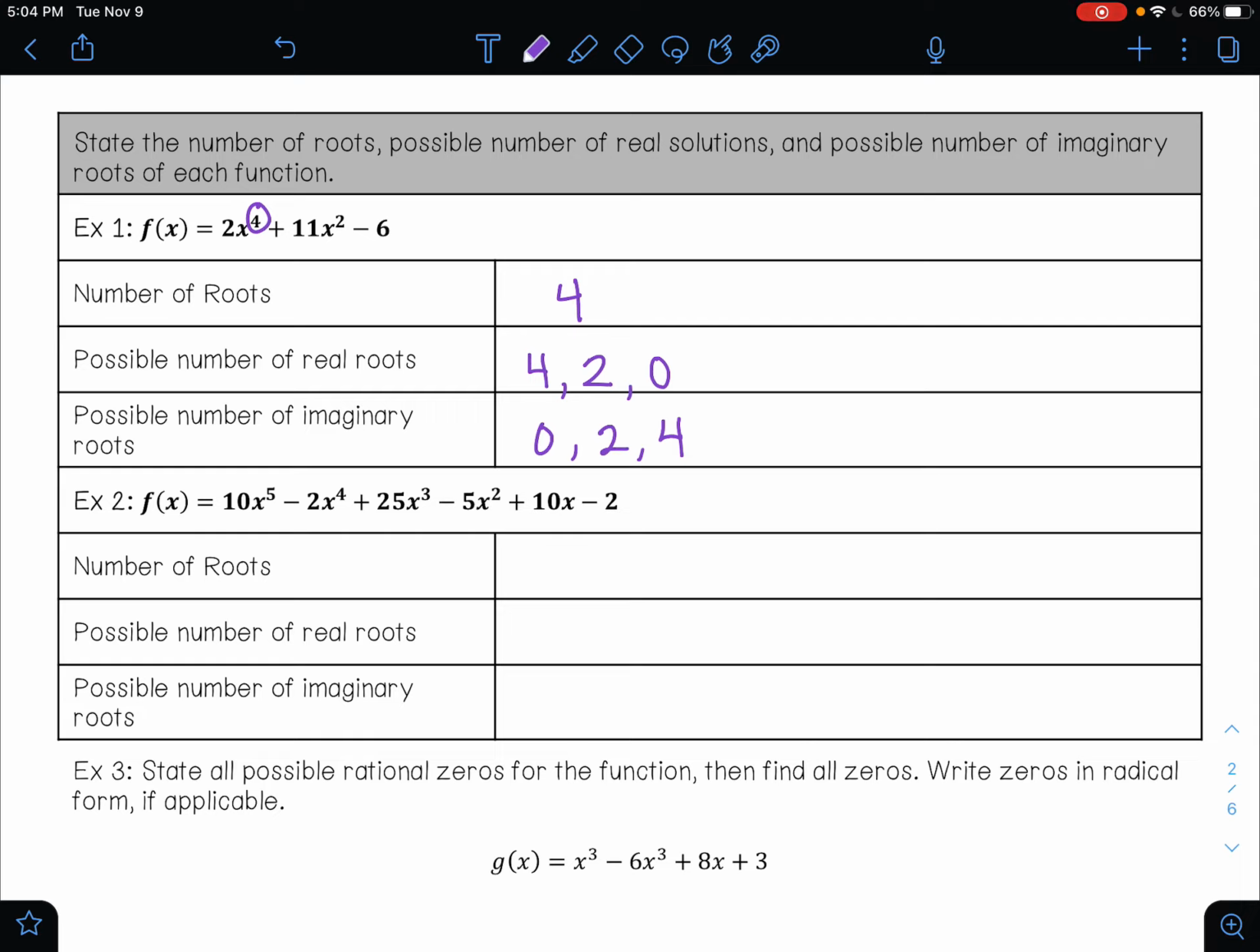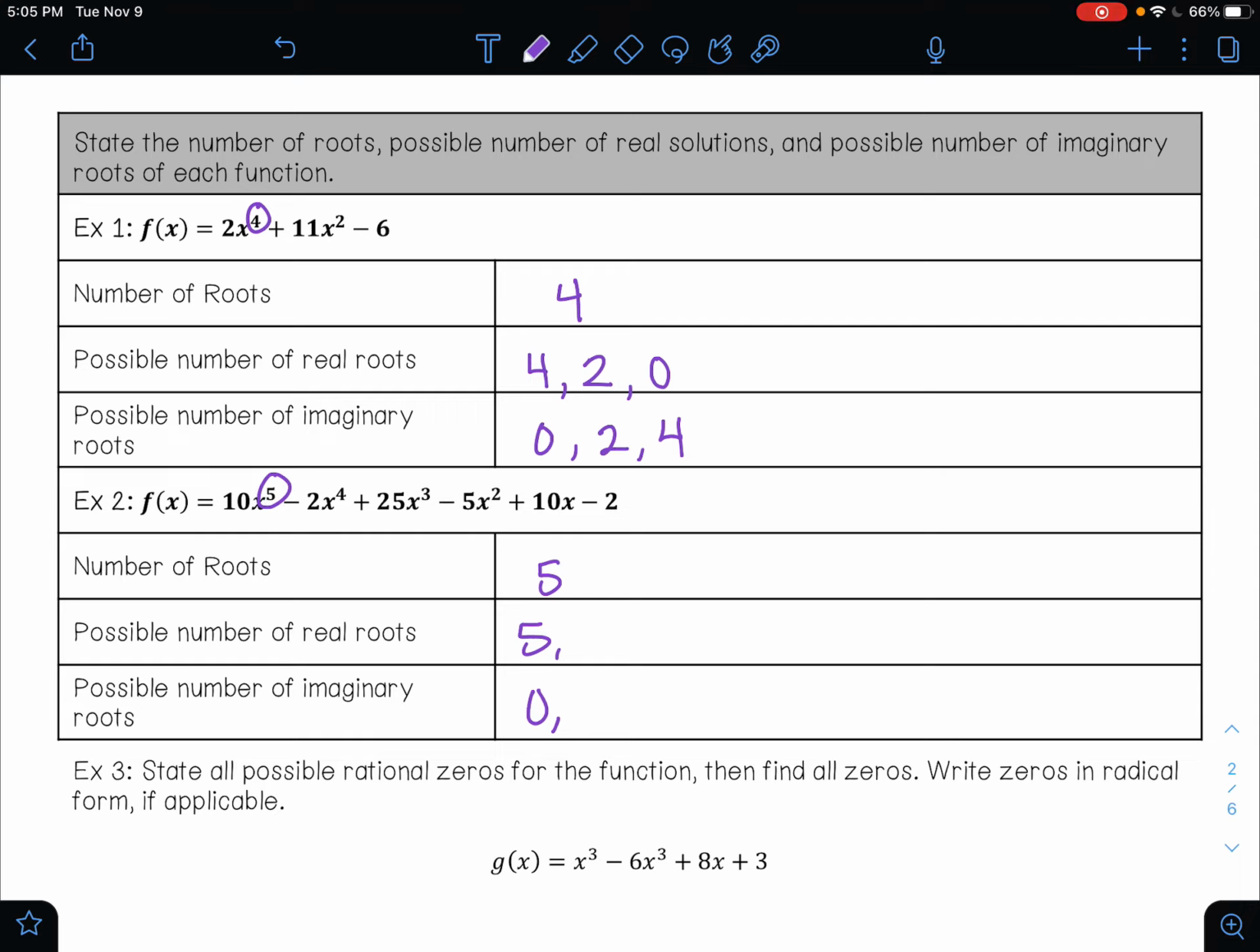Let's do the same thing with example 2. My highest degree is 5, so that means that I'm going to have 5 roots. I could have all 5 of those roots be real. If all 5 are real, then 0 will be imaginary. If I try to have 4 real roots, that won't work because I can't have an odd number of imaginary numbers, because my imaginary numbers always have to have an imaginary friend.